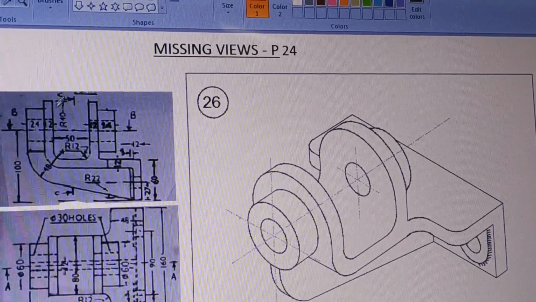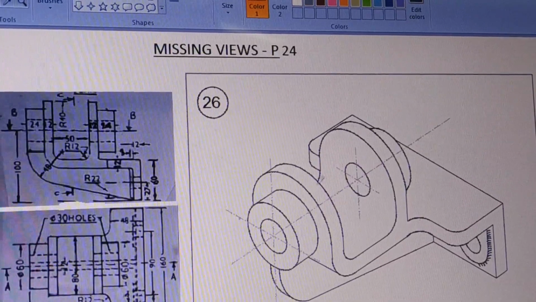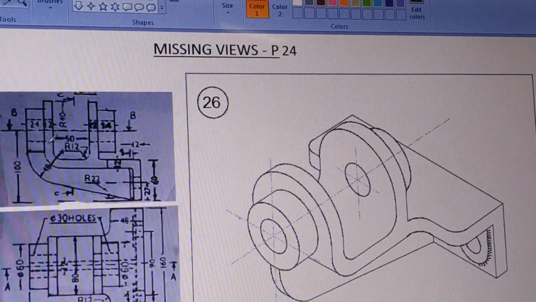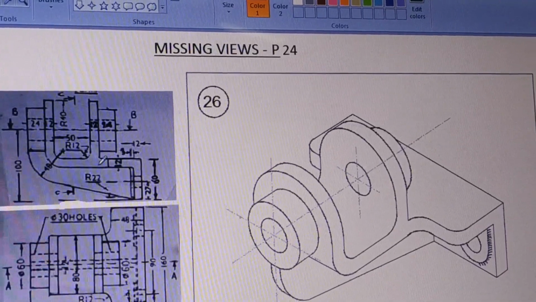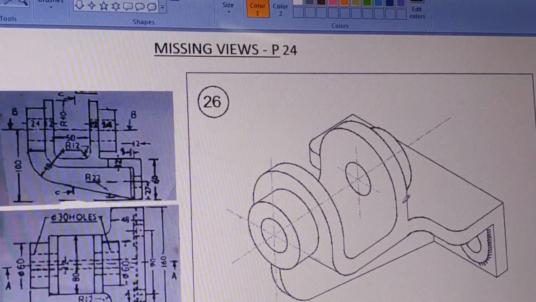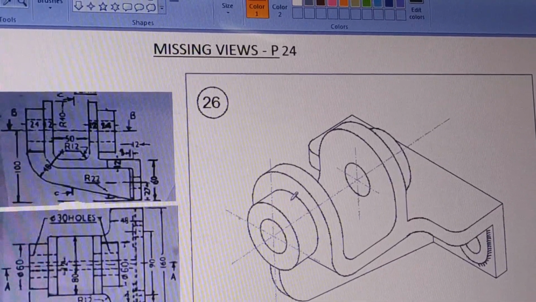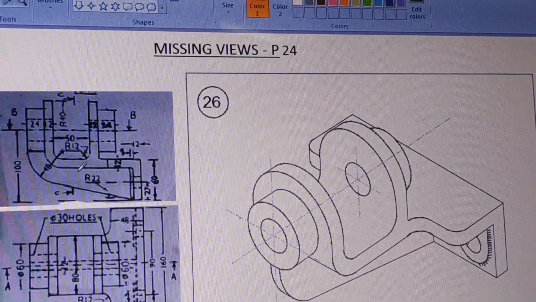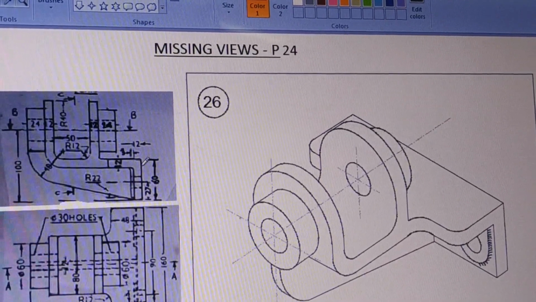Then there is a semicircular part here, of size R40. Then this is a straight part, then the lower plate, and again it is raised on this side. So it is a lower part and then raised on this side. Now like this, there is another cylindrical shape on the other side. Now this lower part is extended like this and then it goes down.